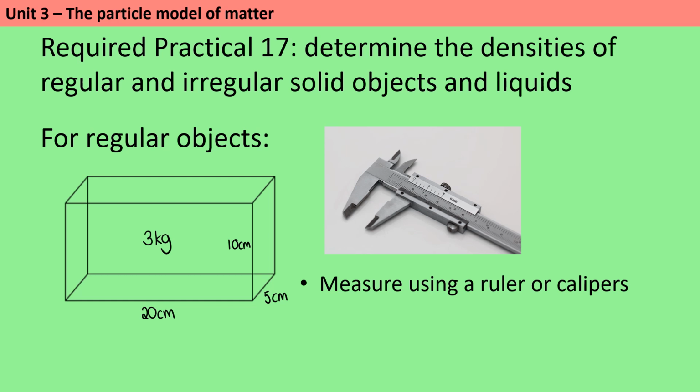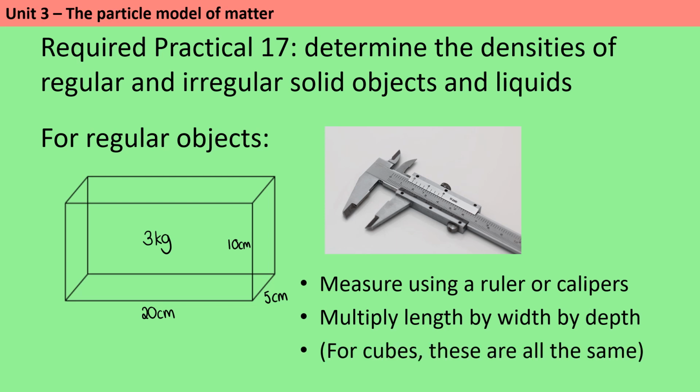And then you can work out for a cuboid that its volume will be the length multiplied by the width multiplied by the depth, or if it's a cube, then of course those are all the same as each other. So then again, you would need to measure the mass of your object using a balance and use this together with the volume that you've just calculated to work out the density.